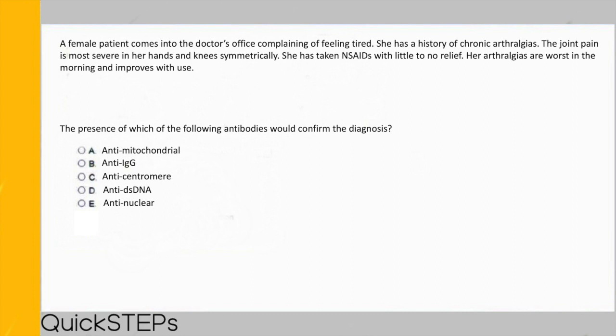It's not super specific for rheumatoid arthritis, but it does have rheumatoid arthritis under its umbrella. So it's not the most specific antibody for it. That would actually be anti-CCP. But this does have rheumatoid arthritis under its umbrella.